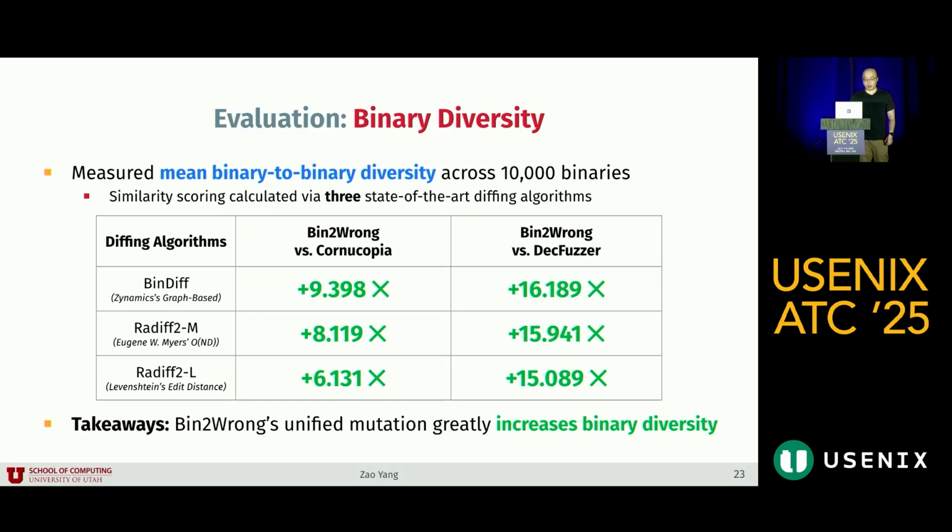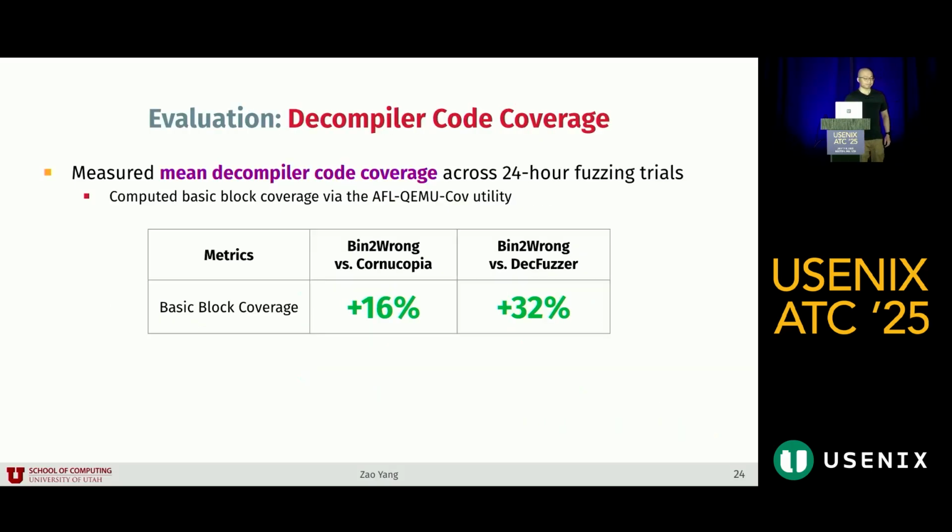So compared to Cornucopia, Bin2Wrong's generated binaries reach 6 times to 9 times more binary diversity. And when evaluated against Decompiler, they reached 15 times to 16 times more binary diversity. This result shows that by systematically exploring these factors of binary generation, Bin2Wrong's unified mutation greatly increases binary diversity.